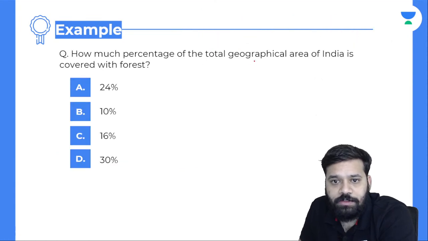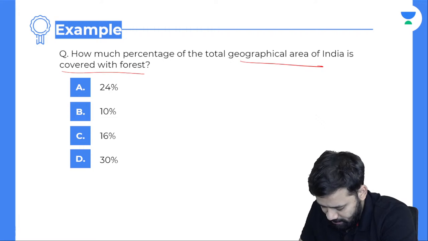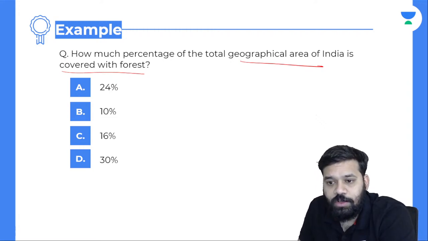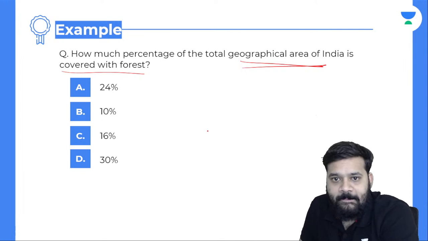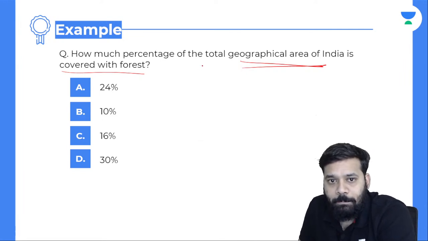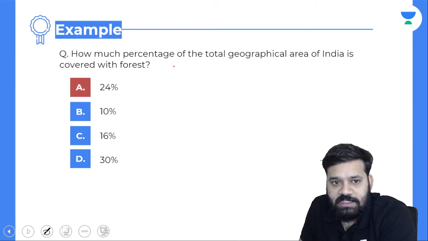Moving forward, how much percentage of the total geographical area of India is covered with forest? 24%, 10%, 16% or 30%? What is the percentage? Yes, Shiva. 24% is the right answer.